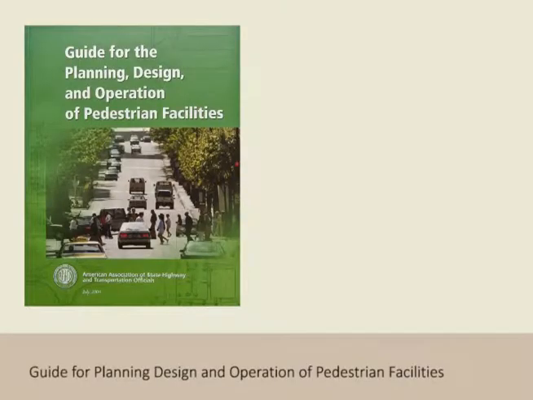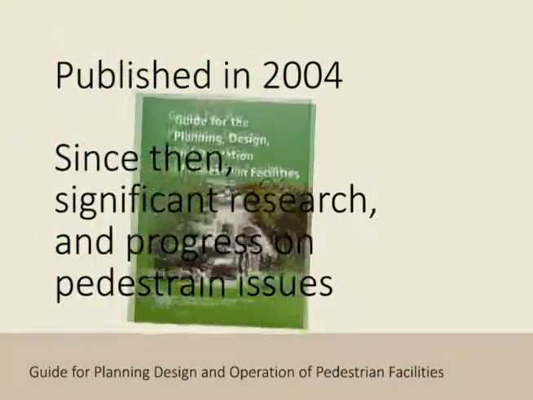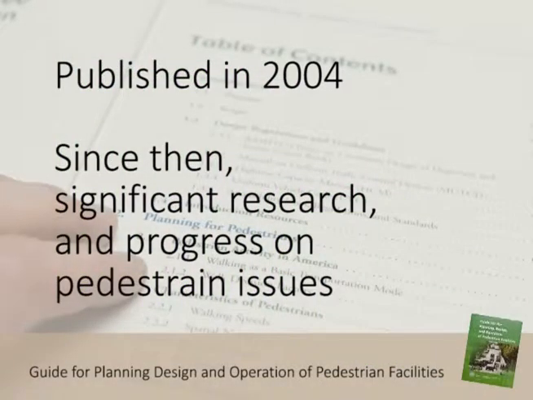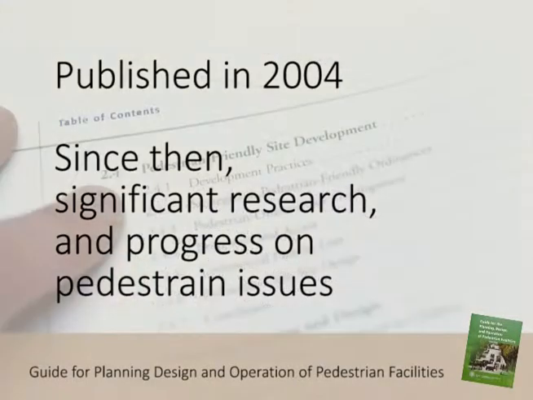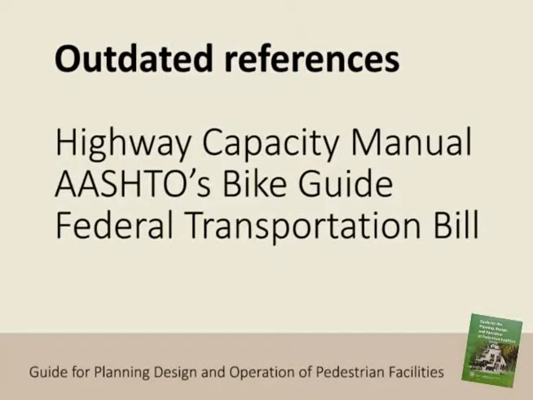AASHTO's Guide for the Planning, Design, and Operation of Pedestrian Facilities was published in 2004. Many references within the guide were published before 2000. Since then, there has been significant research activity and progress on pedestrian issues. Other references within this guide refer to manuals such as the Highway Capacity Manual, AASHTO's Bike Guide, and the Federal Transportation Bill that are also outdated.